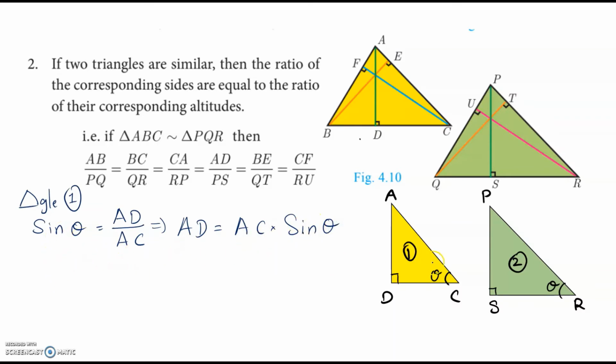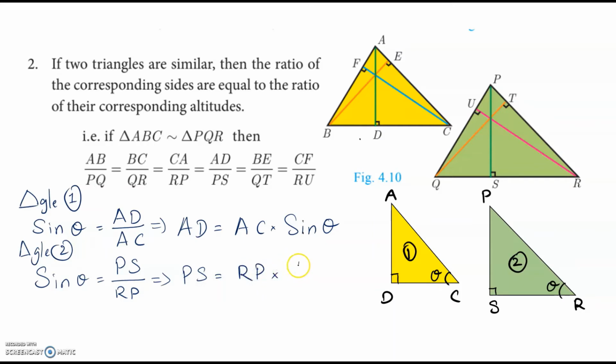Similarly, from the second triangle, I can say sine theta is equal to the opposite side, PS, over RP. That would imply, just like how we did for the last one, that PS is equal to RP into sine theta.